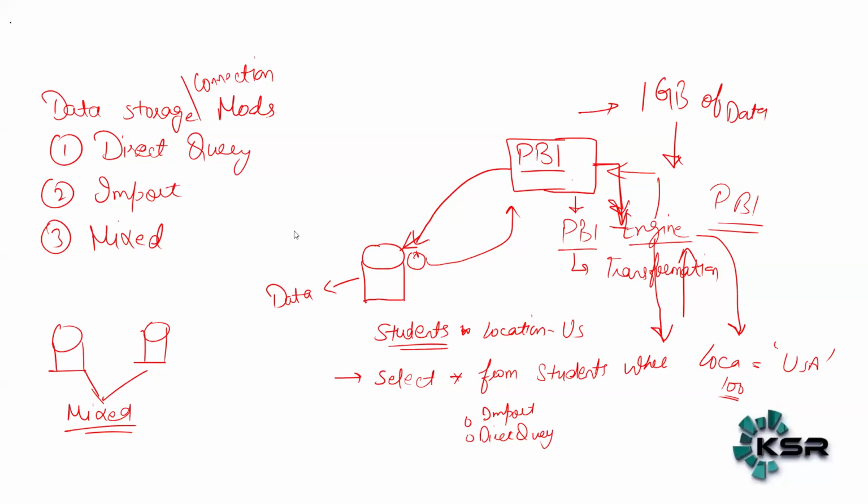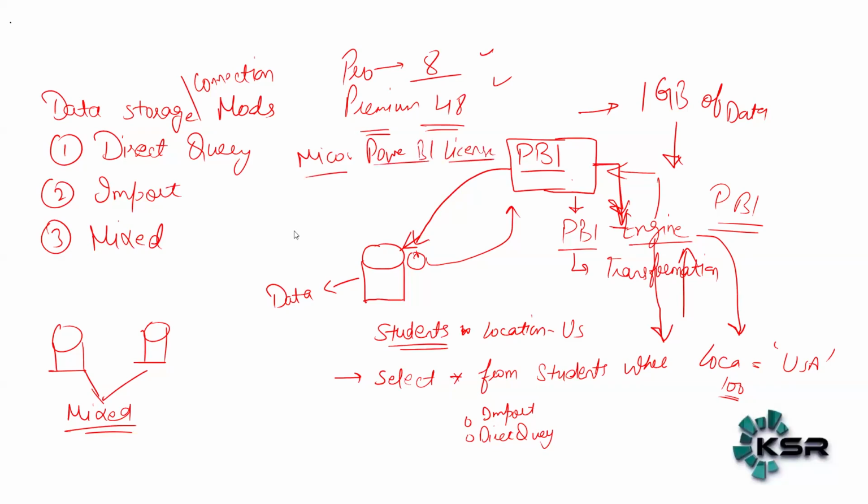Okay. What about the service one? As far as I know, we can't extend storage, I guess. But basically how the licenses are divided: Pro, Premium. If you have a Pro license, you will be able to schedule the refresh 8 times a day, then 48 times with others. There are many other things which are available. If you want to get more details, you can simply type Microsoft Power BI license, and then you will get all the details, their pricing, the features and all those things.